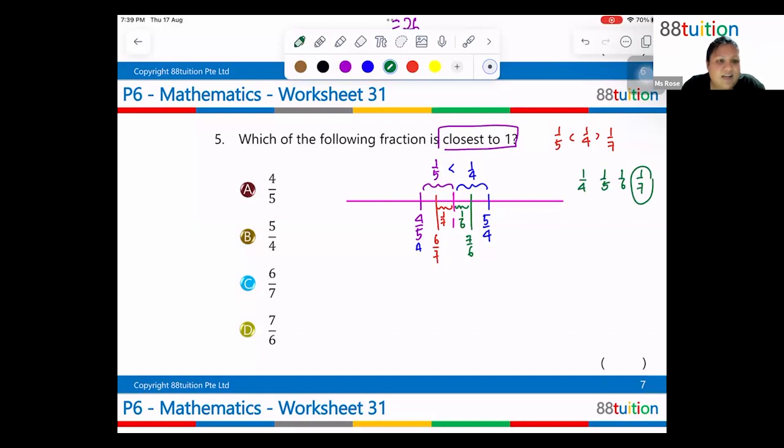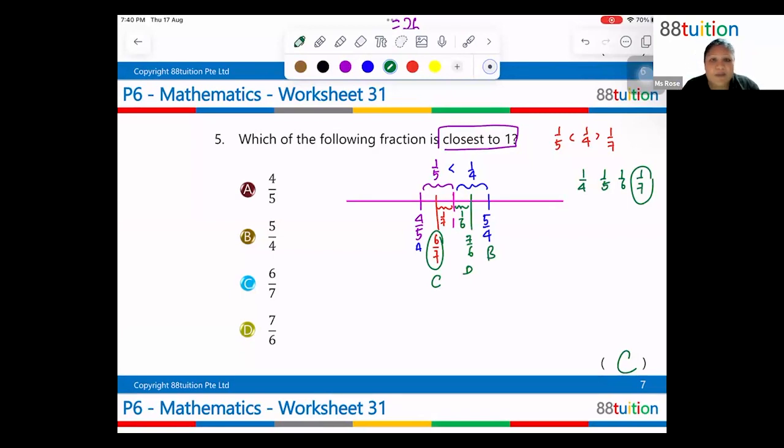Okay? Now, from this, which one do you think is closest to 1? It is 1 over 7, which is C. So that means this is C, A, B. Okay, no, this is not B. This is D, and this is B. So this is D. Closest to 1 is actually 6 over 7. So you don't even need to find the common denominator. This is a shortcut for you.